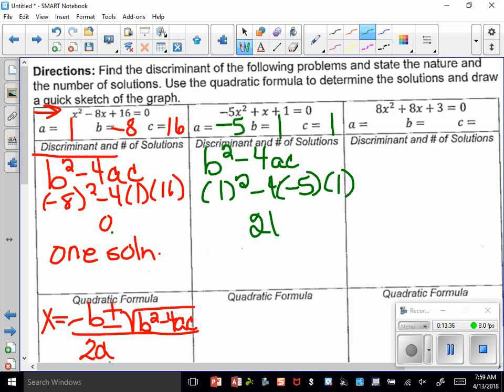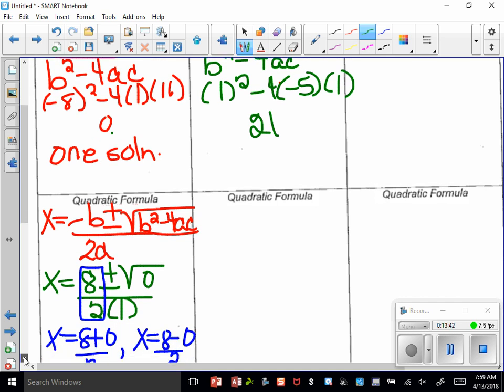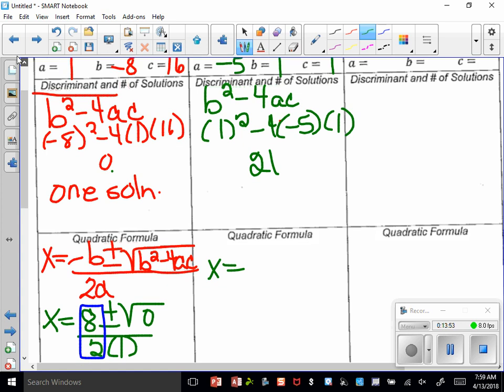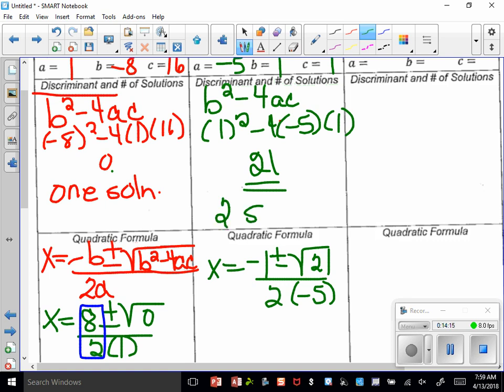Okay, very good. Now we're going to go down to our quadratic formula. Since I wrote it over here, I'm not going to rewrite it. I'll just go ahead and start with the actual numbers. x equals, the opposite of b will be what value? All right, so -1 plus or minus the square root of 21 divided by 2 times, what is the a value? -5. Okay, now, by me knowing that this is 21, how many solutions should I have? I should have 2 solutions.